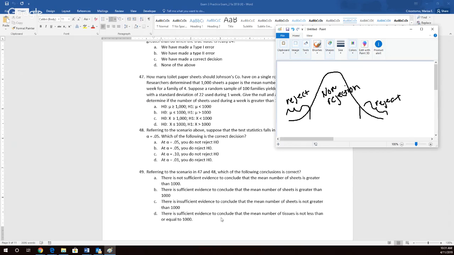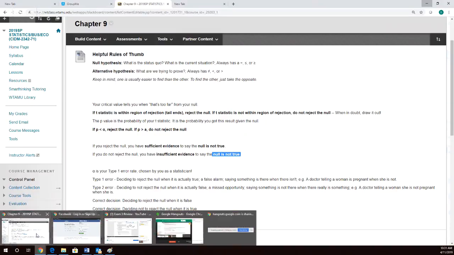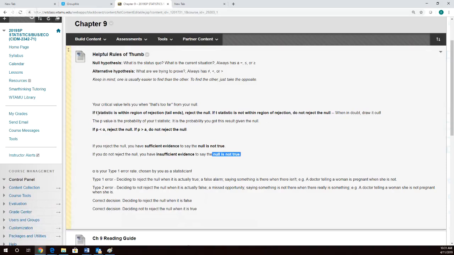Okay, Cami, I hope that answered your question. That goes back to our rules of thumb here. If the t statistic is within the region of rejection, you're going to reject the null. If it's not within the region of rejection, you do not reject the null.